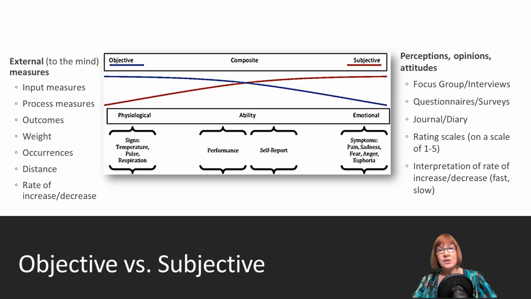You might have questionnaires or surveys. You might have somebody keep a journal of how something goes. If you use a rating scale of 1 to 5, technically that is a subjective measure because it's still an opinion or a perception. And their interpretation of how fast or how slow something is changing, that is also subjective.